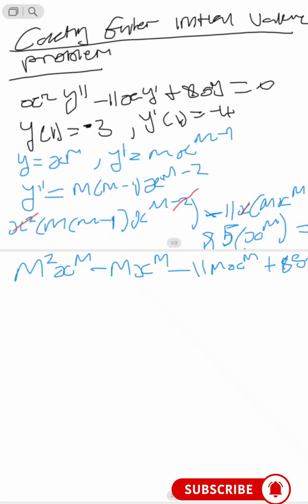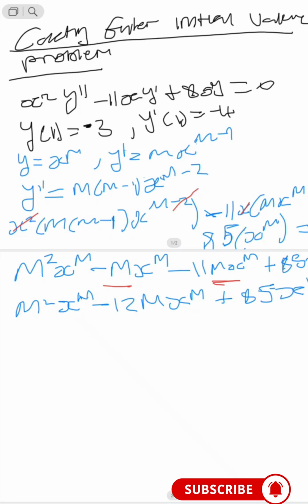So now we can add these terms, which means we're going to have m squared x^m minus 12m x exponent m plus 85 x^m, which is equal to 0. Now we're having a common factor, which is x^m, which means we have to remove the common factor. Then we will be left with m squared minus 12m plus 85, which is equal to 0.